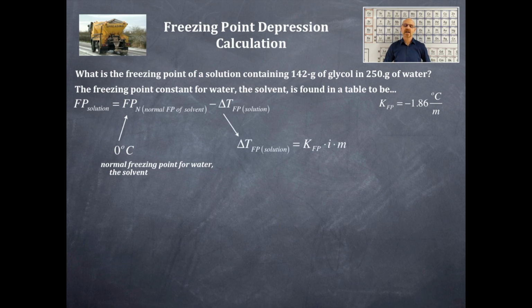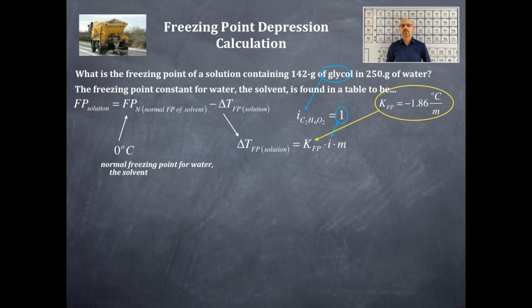The delta TFP is equal to the KFP times the I, the Van Hoff factor, times the molality. So I already know the constant. I'm going to plug that right in there. The I is for the solute. What is the solute? The ethylene glycol, and the glycol's formula here is C2H6O2. We already determined the Van Hoff factor for this of 1. So there is a 1 in place of the Van Hoff factor I.